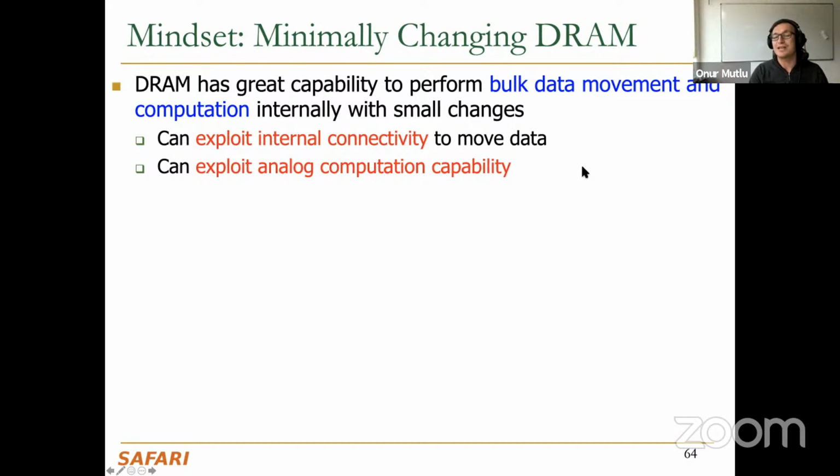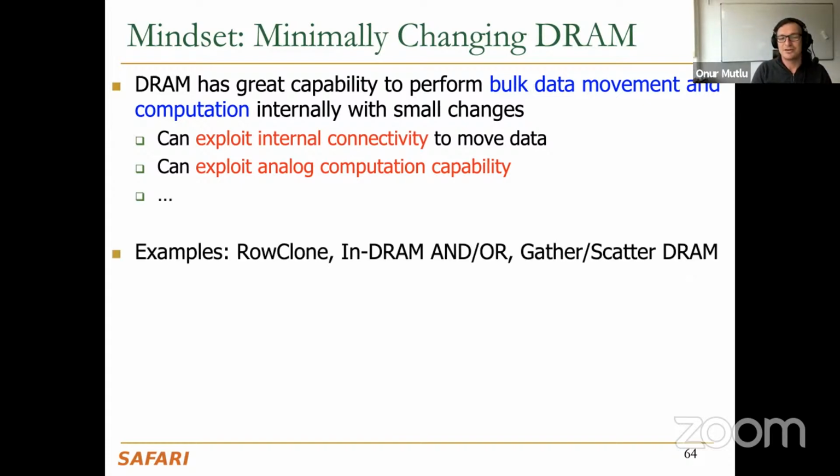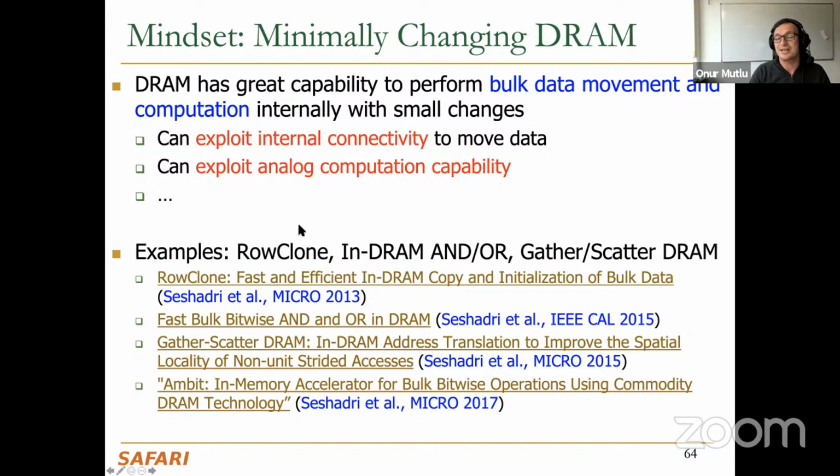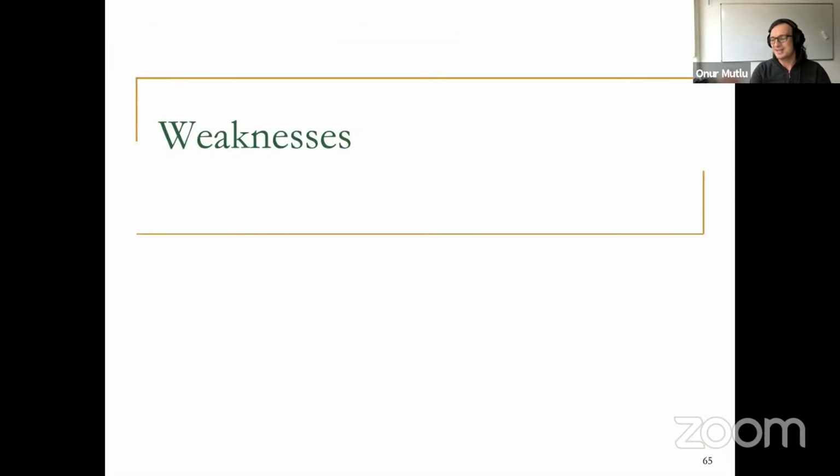And later works showed that you can actually exploit analog computation capability. So here we're also exploiting analog charge sharing capability, right, as well as internal connectivity. So RowClone is actually the first one in a series of works, both from my group as well as other groups. Okay, that's strengths, I think. That's good. Now let's take a look at the weaknesses.